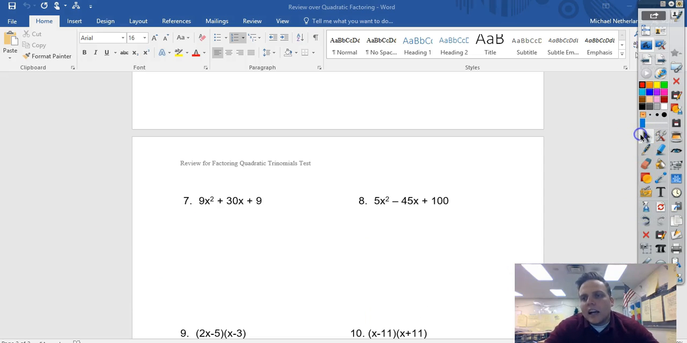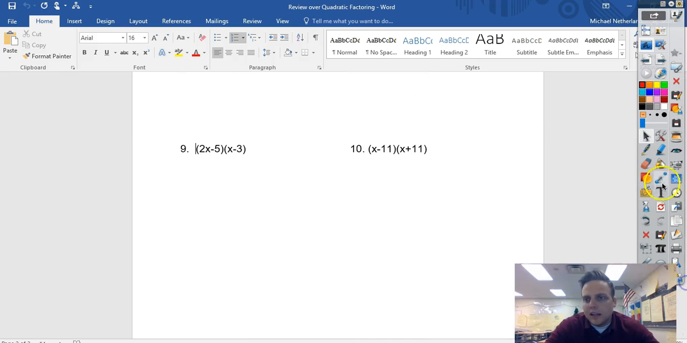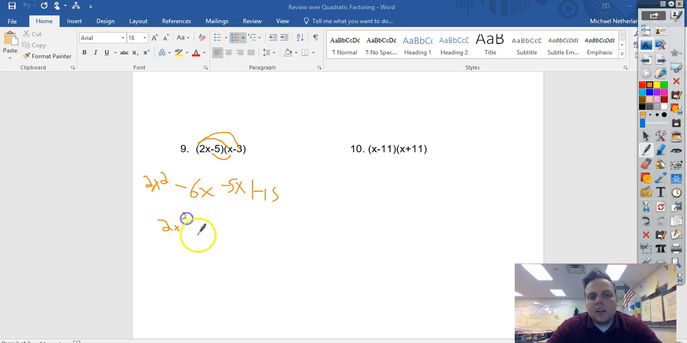Okay, moving on. 9 and 10, I should have given you different instructions. I don't mean to tell you to factor, I mean to tell you to multiply. Okay, so how do you multiply this stuff out? Well, you do first times first, so that gives you 2x squared. And then you do first times second, so that gives you negative 6x. Now this first term is multiplied to everything in this second parentheses. So I go to the second term in the first parentheses. Negative 5 times x, that's negative 5x. Negative 5 times negative 3, that's a positive 15. Put the two middle terms together, and you get 2x squared minus 11x plus 15. And there we go.